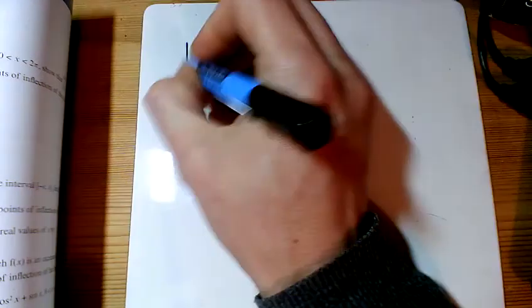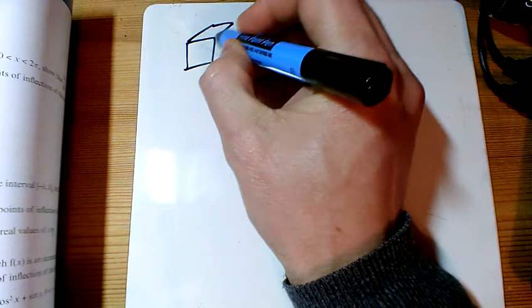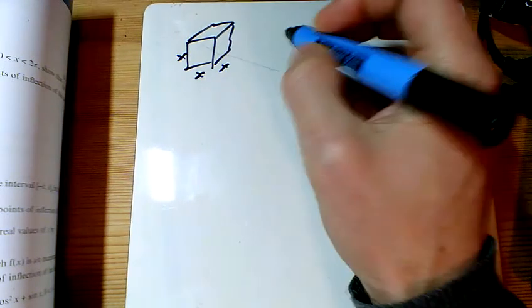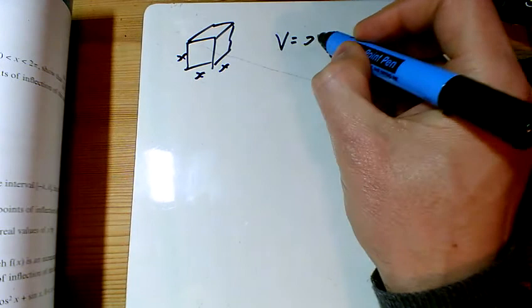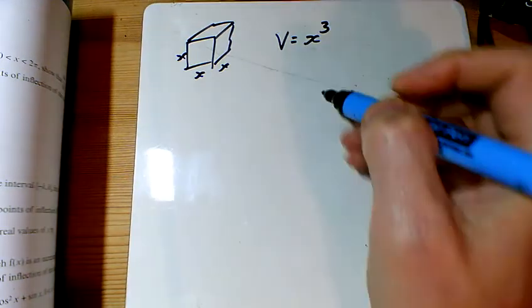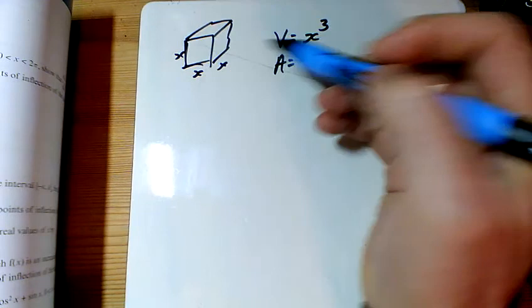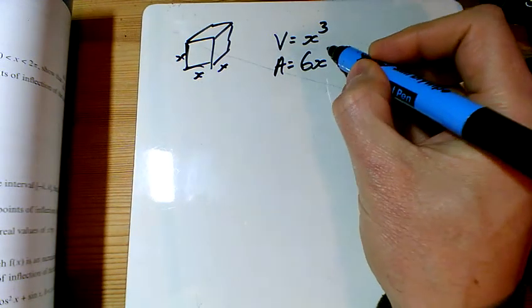Question 13, we're being asked about a cube. So if we think about a cube here, and I'm going to call the edge of my cube x. So the volume of this cube is, of course, x cubed. And the surface area of this cube, well, each of these is x, so we've got 6x squared.